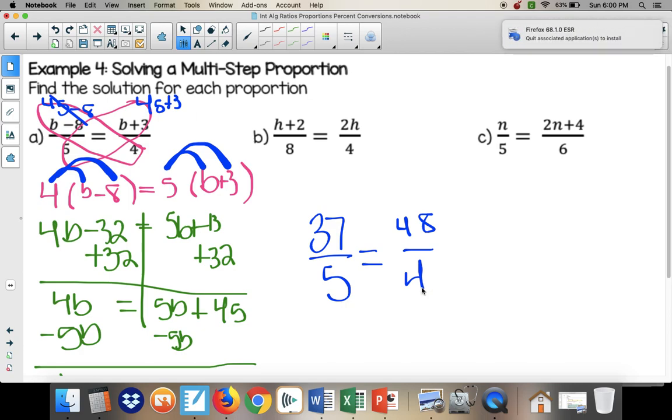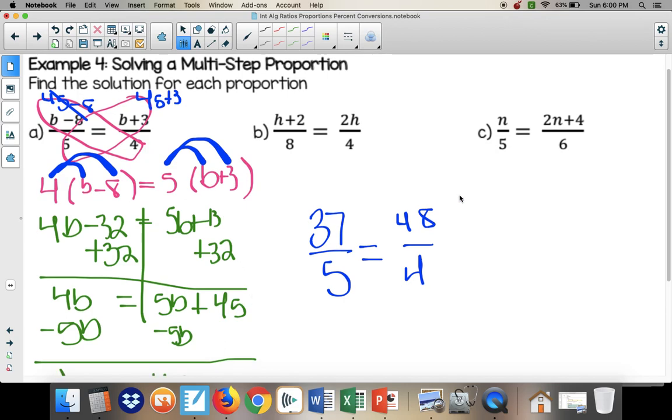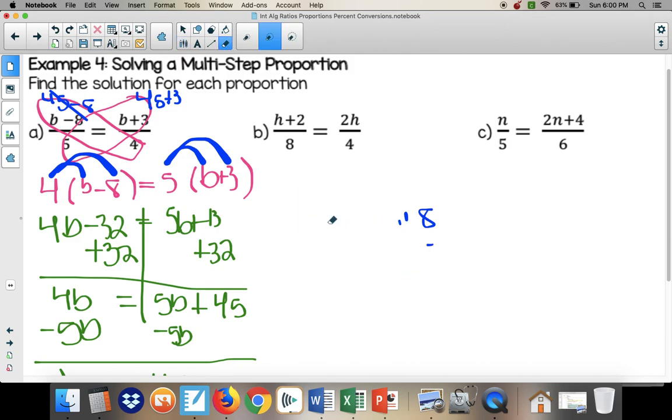Okay, so 48 times 5. 48 times 5 is 240. 37 times 4 is 148. I did something wrong. What did I do wrong? Oh, my goodness. You guys are probably thinking this whole time, Miss Hall, stop, pause. Because look at this, this is not 13, it's 15. So I have this completely wrong the whole time.